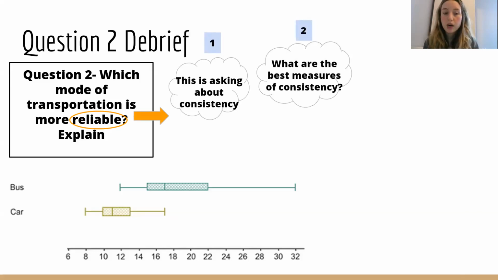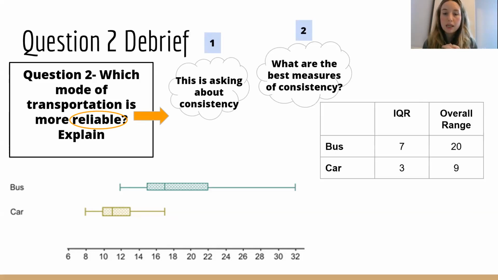Here we're working with a box plot, so I know that I can use both the overall range, but also the IQR. So I went ahead and made a table here of the IQR and overall range for both the bus and car. I had to estimate some of the values because it's falling between 2 points on my graph. For the bus, the IQR is about 7 and the overall range is 20. And then for the car, the IQR is about 3 and the overall range is 9.